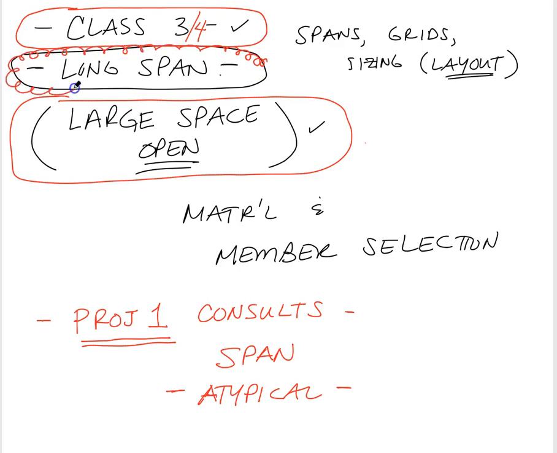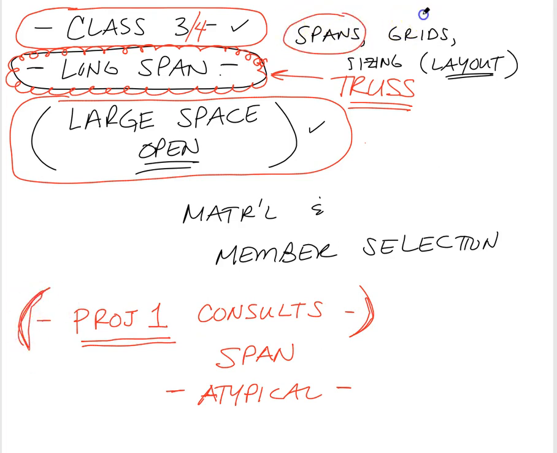It's dealt with in the handbook. And so we will get into dealing successfully with long spanned structures. And so in your building, most likely you'll end up with some sort of a truss. So, with that project 1 that we're consulting today, you should have some spans, some dimensions, your grids, and really your layouts.